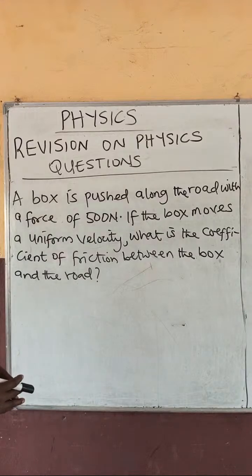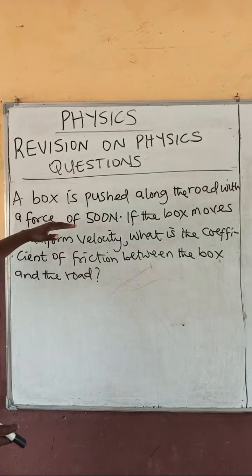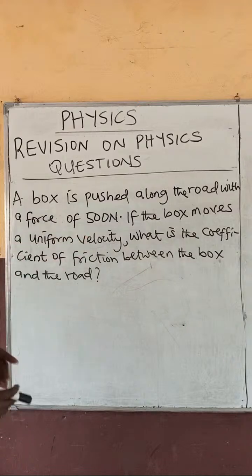Now, what are we looking for? We're looking for the coefficient of friction. The box moves with a force of 500 newtons. If it moves with uniform velocity, calculate the coefficient of friction between the box and the road.